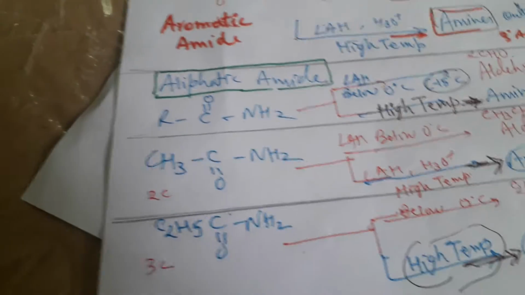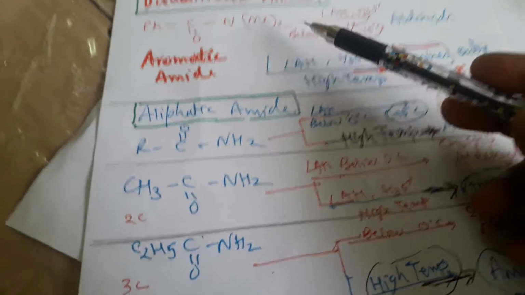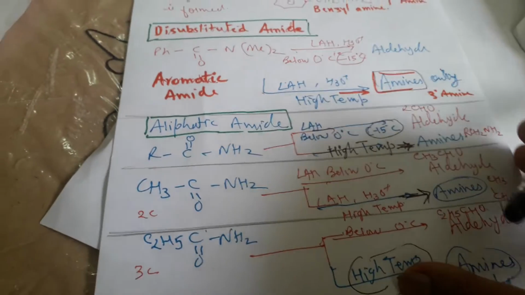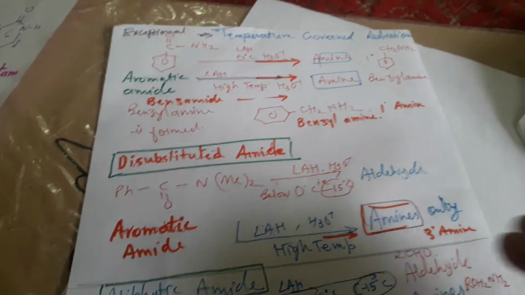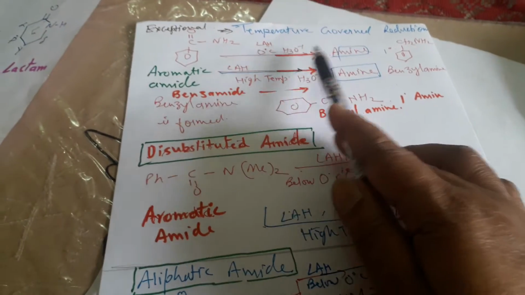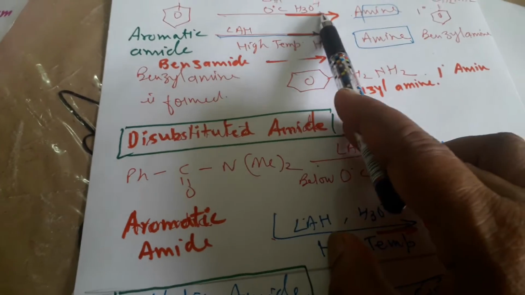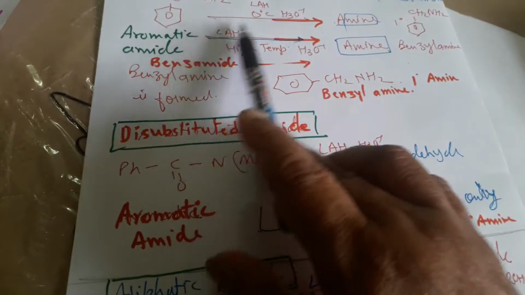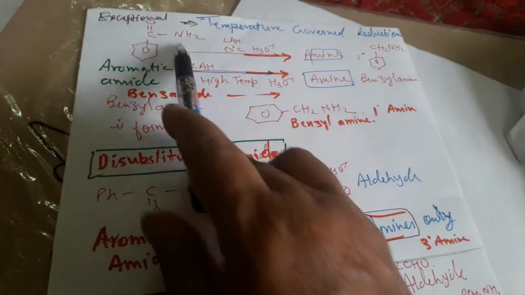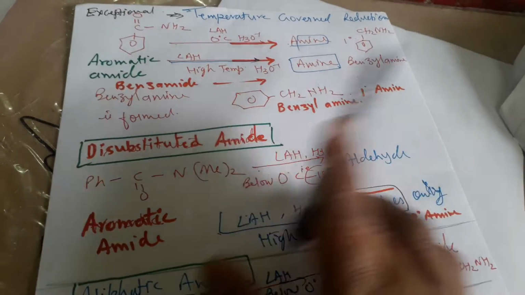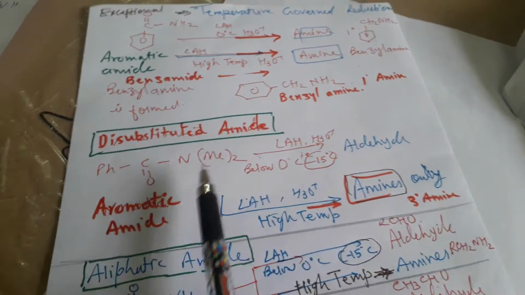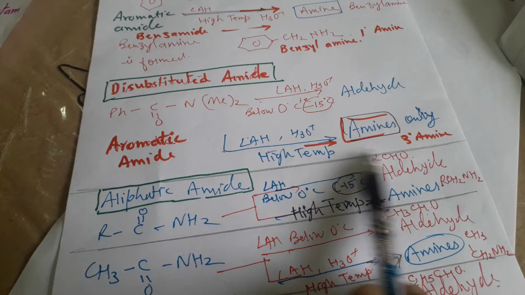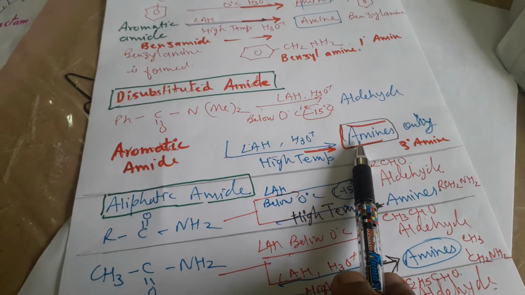I think these points are clear to you, and no need to worry about how to do it: mono-substituted, disubstituted, everything I explained to you. Aliphatic amide and aromatic amide, we have discussed all these things. Okay? Take a look again, exceptional case, temperature governed, 0 degree C, you will get amines. In that only one, the CONH2 group is outside, then we are getting amine. The CO group is converted into CH2, that we were discussing in the other cyclic compounds also. Disubstituted amide also, here aldehyde, and only at this temperature you are getting amines.